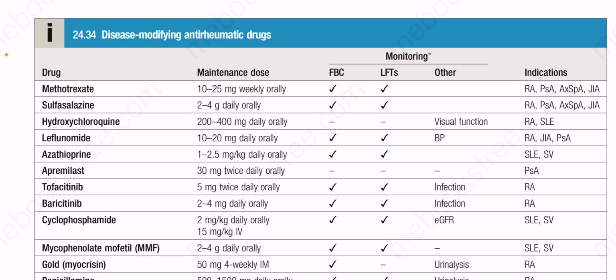Indication: rheumatoid arthritis. Cyclophosphamide maintenance dose 2 mg per kg daily orally or 15 mg per kg IV. Monitoring: full blood count, liver function tests, and eGFR. Indication: SLE and SV. Mycophenolate mofetil maintenance dose 2 to 4 grams daily orally. Monitoring is full blood count and liver function tests. Indication: SLE and SV.